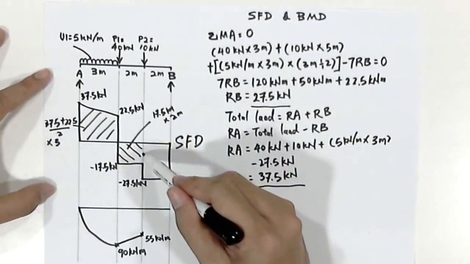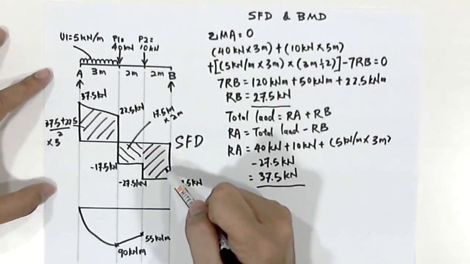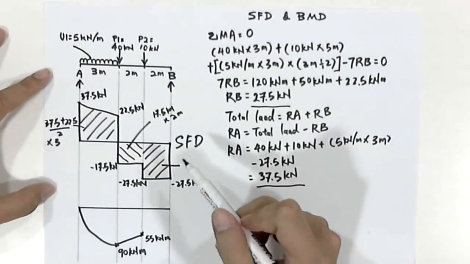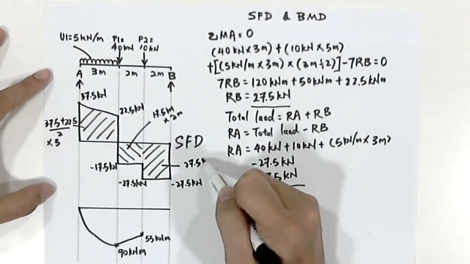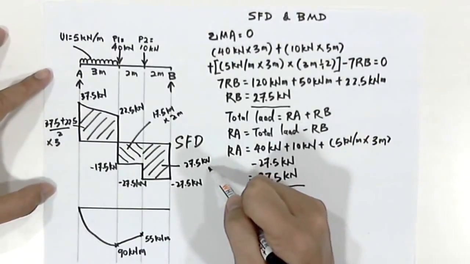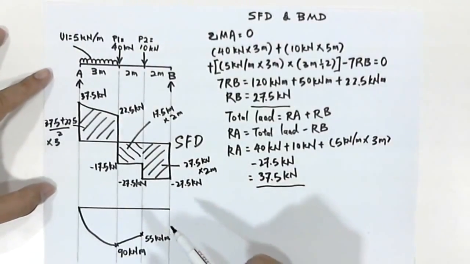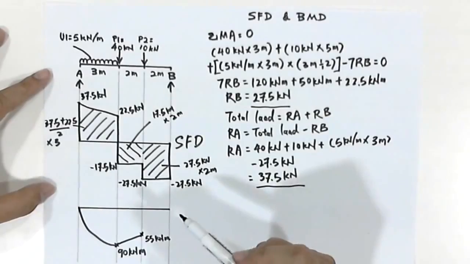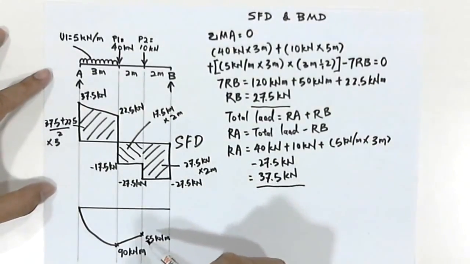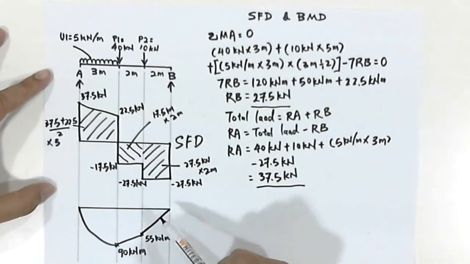So to complete the bending moment diagram, we should calculate the last section, which is 27.5 kilonewton times 2 meter. The answer will be 55 kilonewton meter. Following the equilibrium theory, we'll draw a linear line that goes back to point 0.